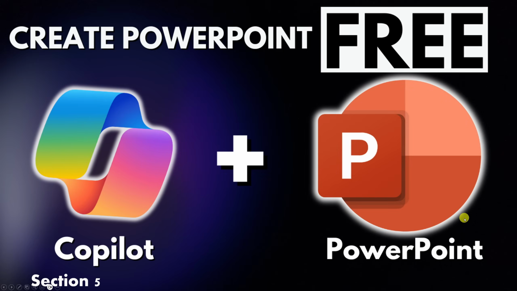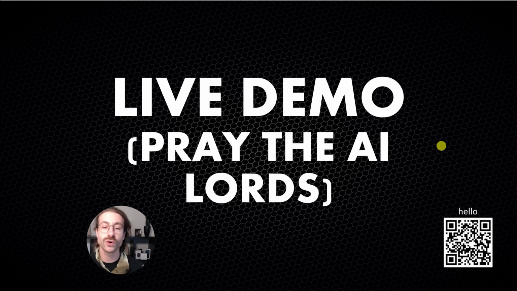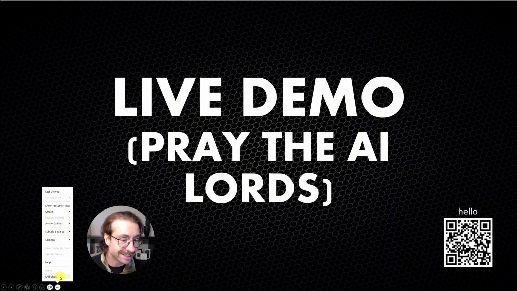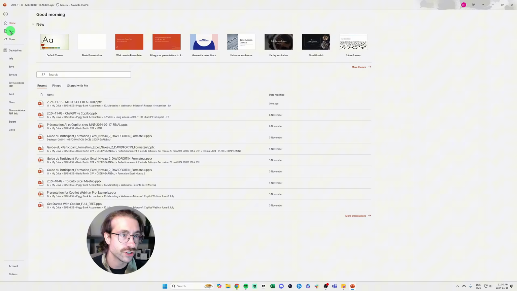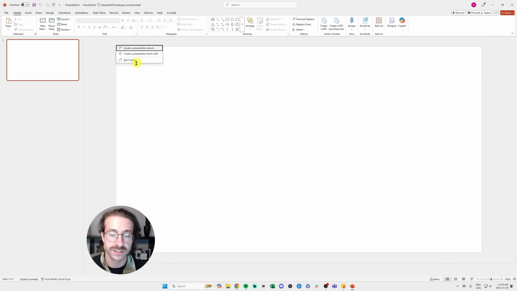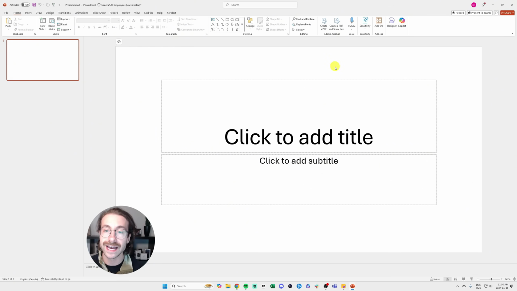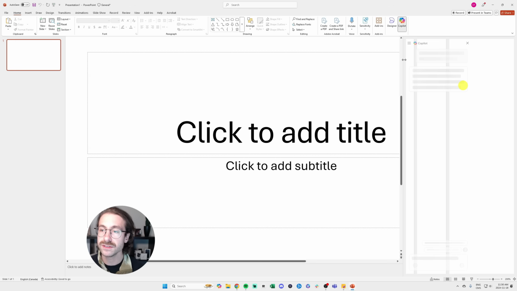All right, so let's do a quick presentation of what Copilot in PowerPoint can do. Actually, I'm going to show you what it can do. I'm going to do a live demo, so please pray to the AI lords. What I'm going to show you here is that I'm going to open a new presentation, here we go, a blank presentation. And I'm going to click at the top here on the Copilot button.